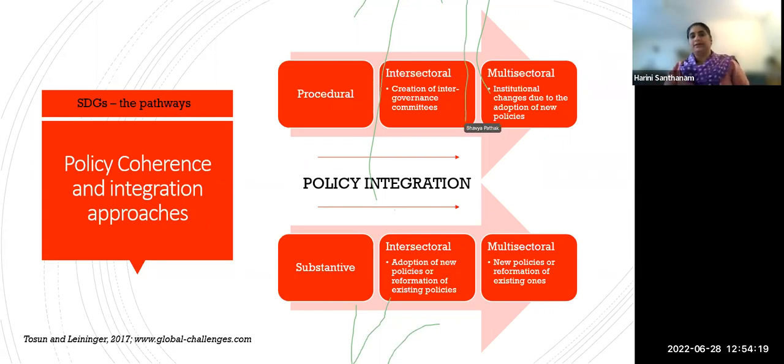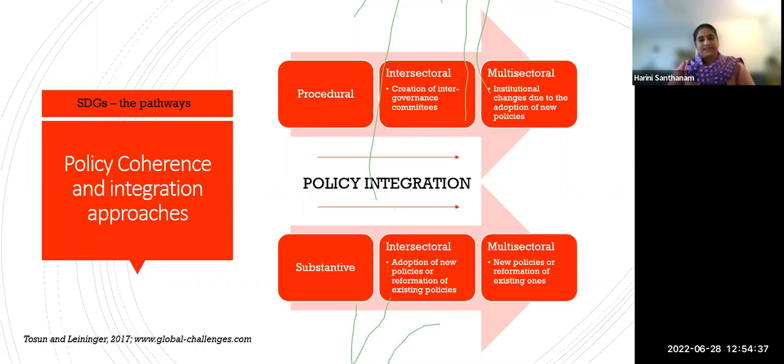The second, what it achieves through this is a multi-sectoral approach, where there are institutional changes which are effected due to the adoption of the new policies which were created by these institutions or committees or groups. So that is the procedural way.